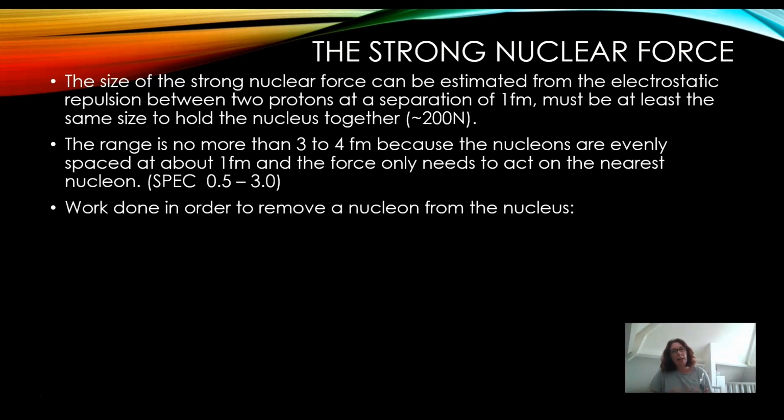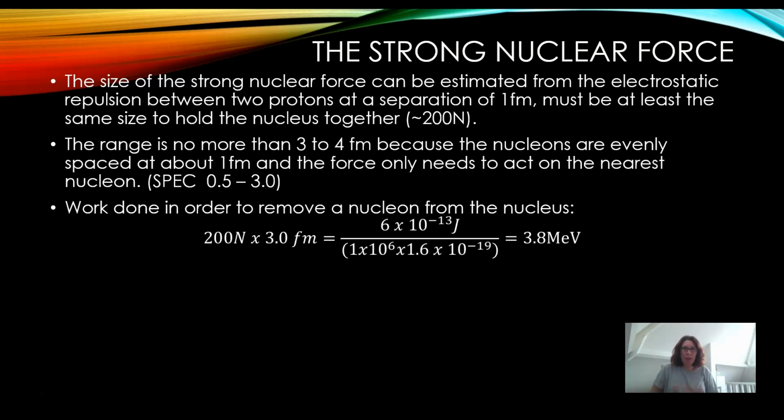So in order to remove a nucleon from the nucleus, so if my nucleus is here and I wanted to take part of it away, I would have to do work. So I'd have to put some energy in to do that. And the amount of energy required would be using the work done equation. Work done is force times distance. The amount of force I need is about 200 newtons. And I need to move it to a distance of 3 femtometers in order for the strong force not to work anymore.